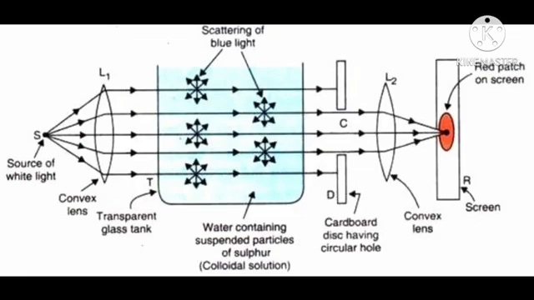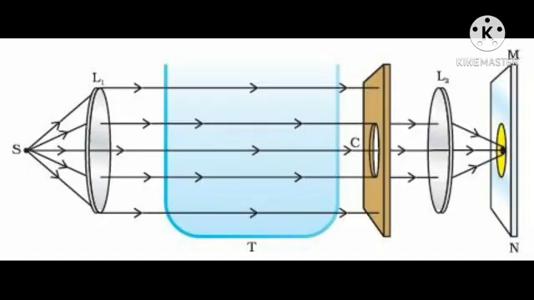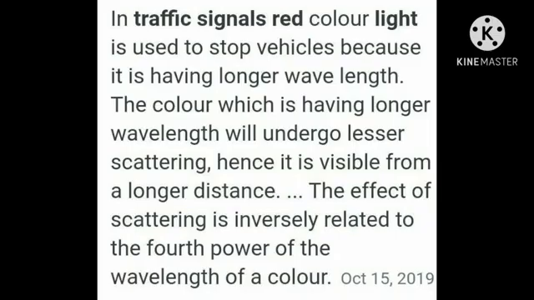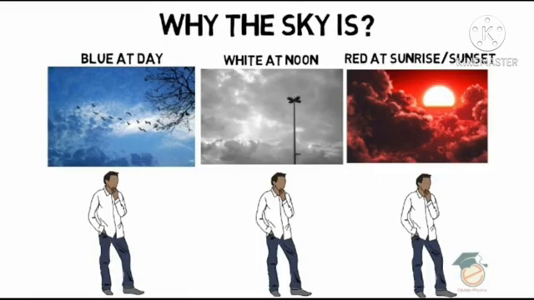Dear ones, I hope you understood the reason for the blue color of the sky and the reddish appearance of the sky during sunrise and sunset. At noon it is white, and for the astronomers it is black.